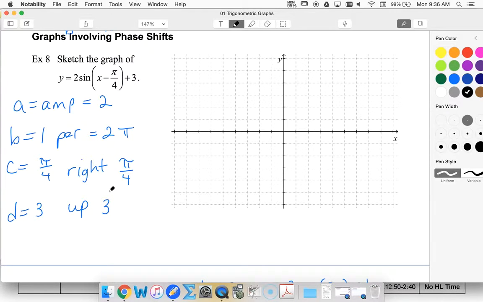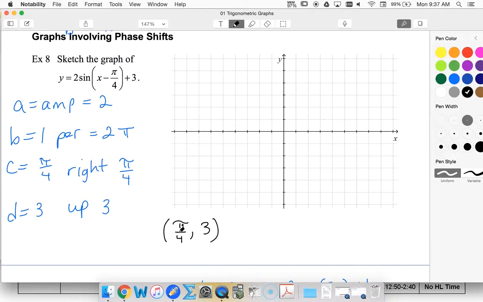Now we've thought about shifting our sine graph to the right by pi over 4, and our period is 2 pi. So by shifting to the right pi over 4, that tells me that when x is pi over 4, that's going to be where the center of my sine graph is. And so I'm going to have the center of the sine graph be my d value. I've shifted up 3.